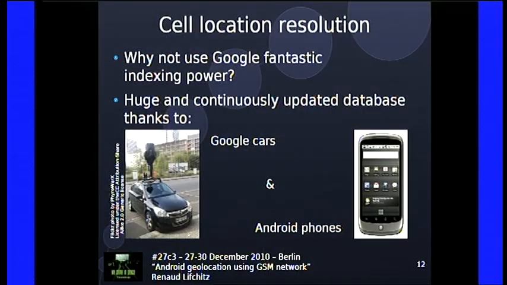But why not use something more efficient, like Google indexing power? Instead of indexing cells yourself, which means a lot of effort, lots of human power, why not use something completely automatic, which is regularly updated, like the Google indexing power, right? So how does it work? It works using Google cars. I'm pretty sure you have already heard about Google cars.